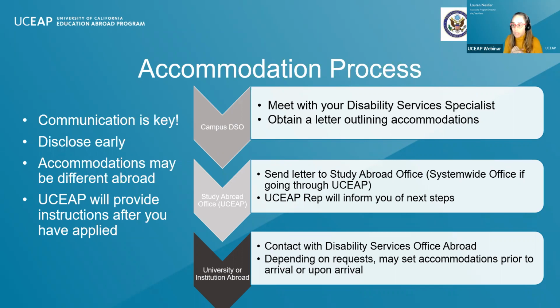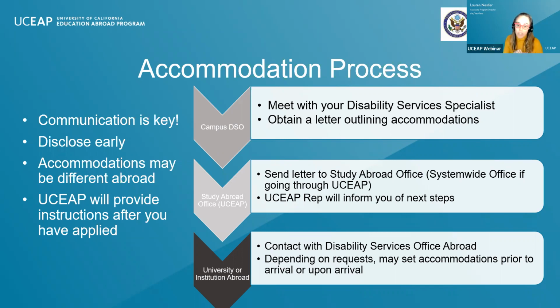If you do go through UCEAP, you will be getting information on this process in your pre-departure process. So you don't have to keep this memorized, but I'm just going to give you a quick overview. Your first step is going to be meeting with your disability services specialist on your campus. You're going to get a letter from them that says your name, which program you're going on, and it'll list the accommodations you were approved for on your campus. All of the UC campuses are very familiar with this process, and they send us letters all the time. So when you go to talk to them about this, they'll know what you'll be looking for.